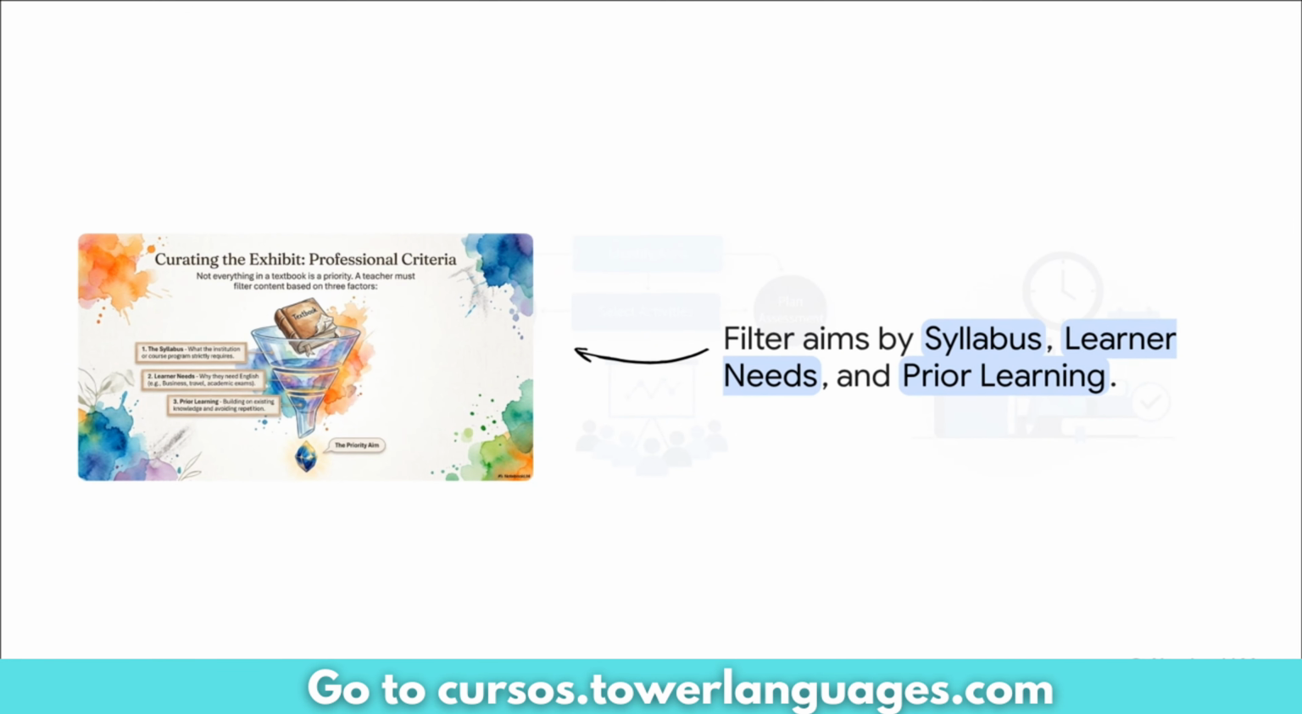First, the syllabus. What does your institution strictly require? Second, learner needs. Why are they actually learning English? Is it for business, travel, maybe an academic exam? And third, prior learning. What do they already know? You want to build on existing knowledge and totally avoid wasting time repeating things they've already mastered.